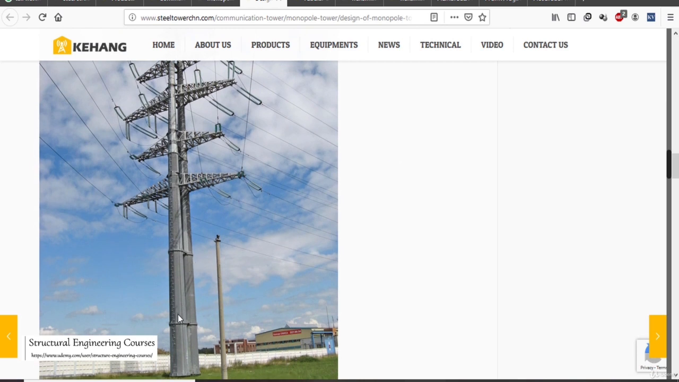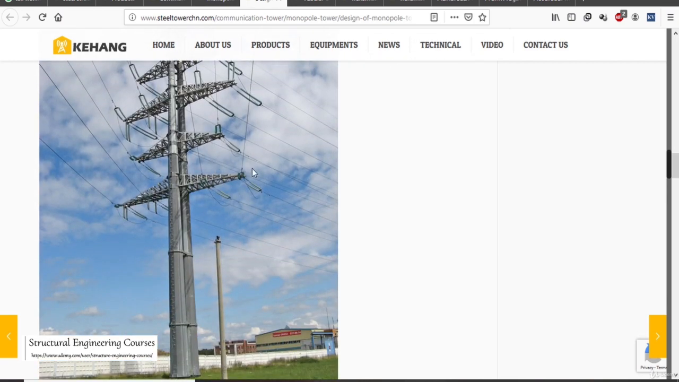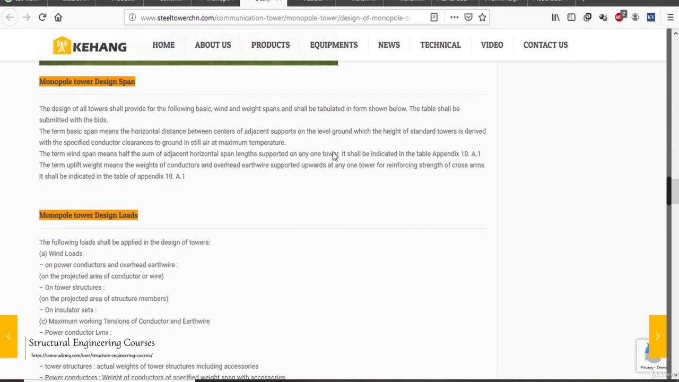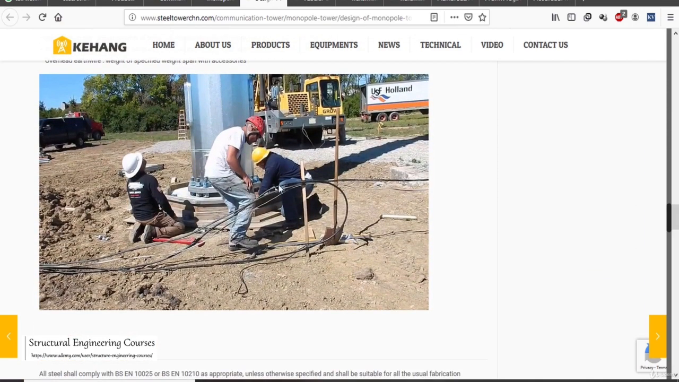So here we can see that this is the monopole tower, and on that they have made this lattice arrangement here, and on that lattice arrangement they have anchored the steel or transmission lines on the top. So this is the base of the transmission tower.